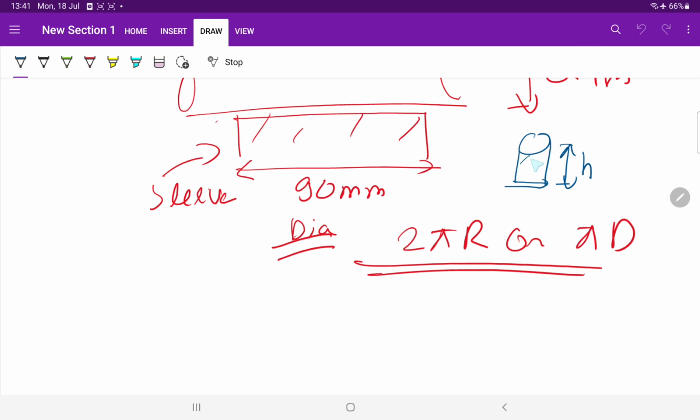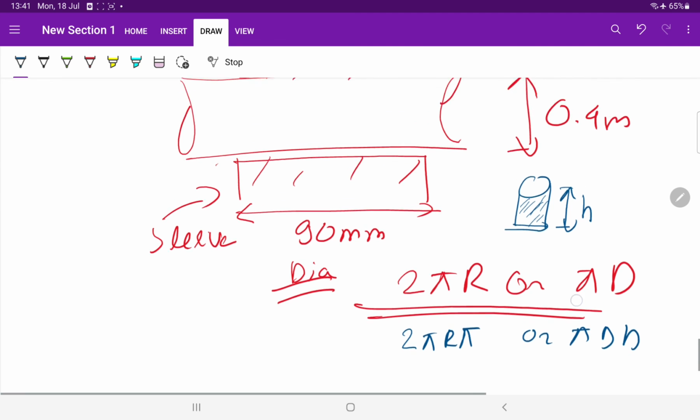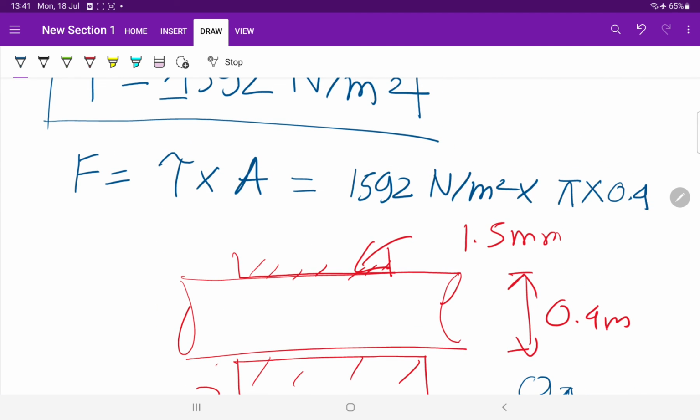So if you want to find the surface area of the outer part of this cylinder, the formula was 2 pi r h or pi d h, right? This was the formula for the surface area of the outer part. So we'll do that here, pi into 0.4 into h. H is here L, that is the length of the shaft, which is 90 mm or 0.09 meter.